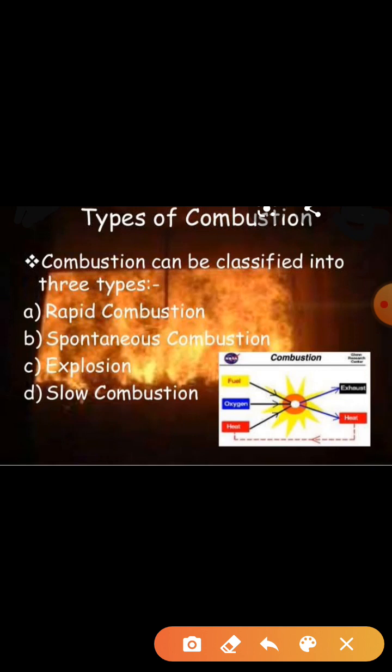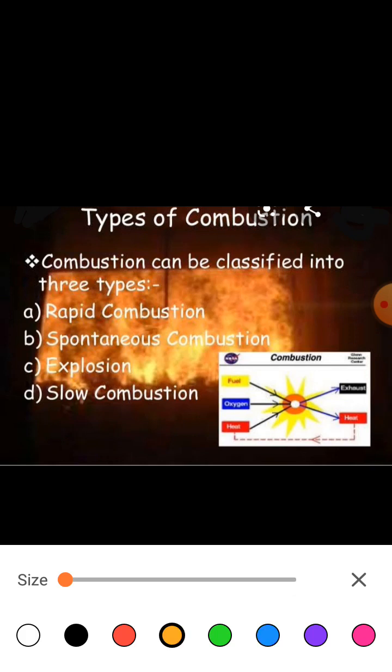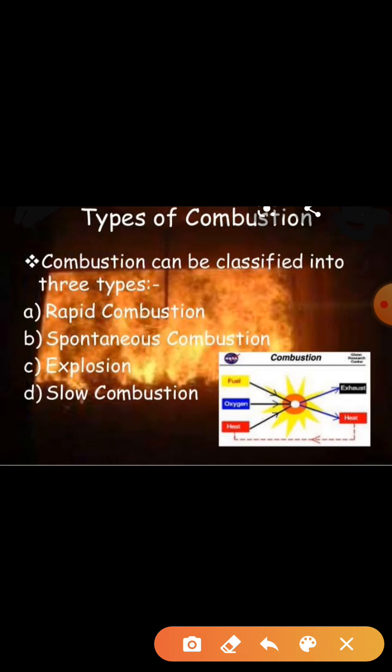So now, today we're going to discuss types of combustion. So what is combustion first? In my last videos, we have discussed combustion. Combustion is a chemical process in which a substance reacts with oxygen to produce heat energy, a lot of heat, right?